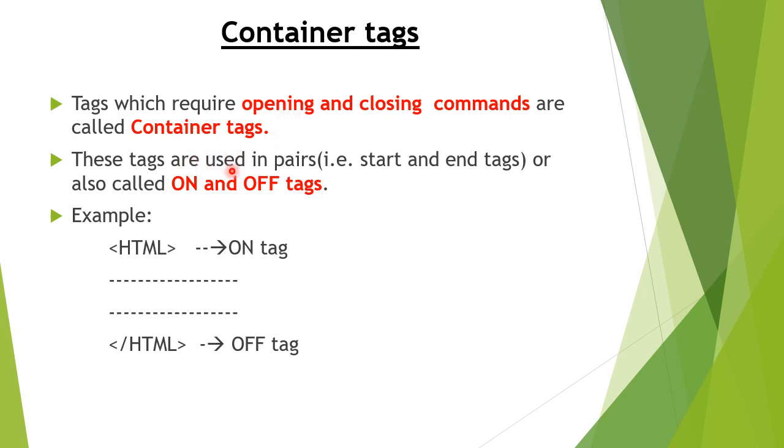As we have just said, container tag has opening tag as well as closing tag. So it means tags are used in pairs, that is starting and ending tags, or also called on and off tag. For example, HTML, this is the starting tag, or we can say on tag, and this is the ending tag or end tag, or we call it off tag. So HTML is the container tag. Why container tag? Because it has starting tag as well as closing tag. That's why we call it container tag. Fine.